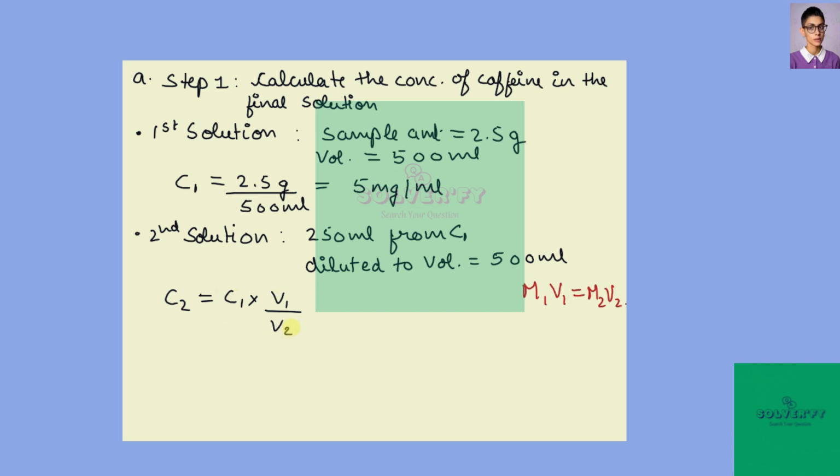So let's put the values over here. C2 is equal to 5 milligram per ml multiplied by V1, which is 250 ml, divided by 500 ml. By calculating, we'll get the concentration after dilution, so C2 is equal to 2.5 milligram per ml.